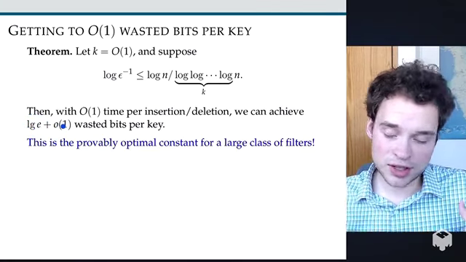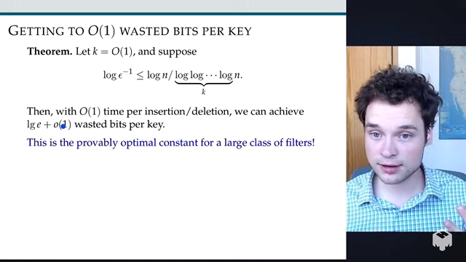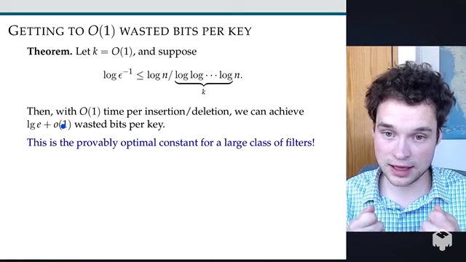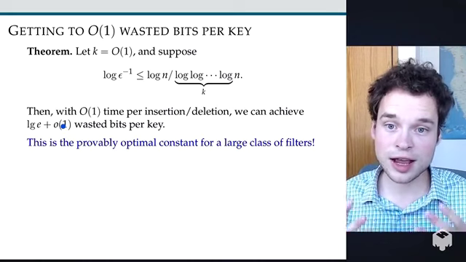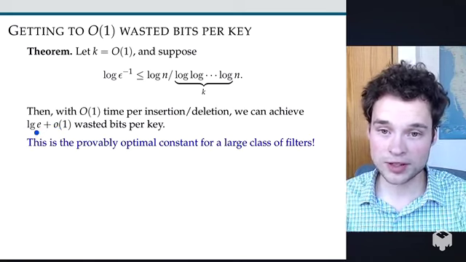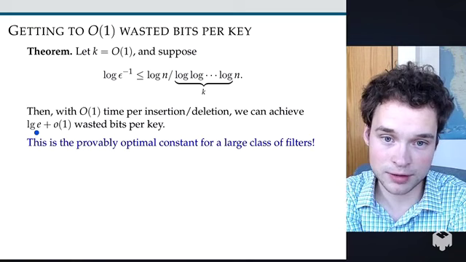Essentially, all modern filters that support insertions, deletions, and queries use this idea of storing a fingerprint of a key in a data structure. And it turns out if you do that, then you're forced to have at least log base 2 of e wasted bits per key. So we actually get to the optimal bound.